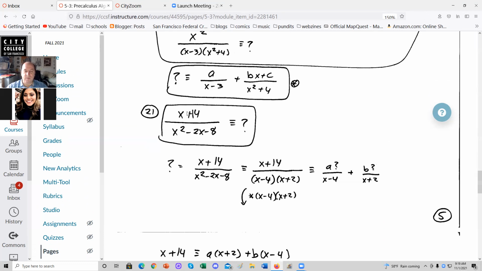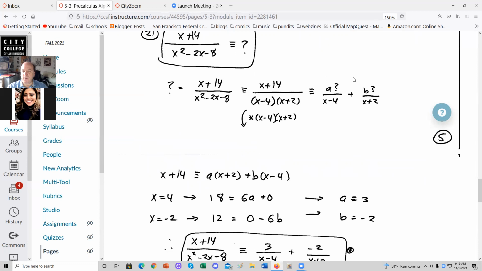Here, let's decompose x plus 14 over x squared minus 2x minus 8. First, we factor the denominator. X minus 4 times x plus 2. That's fairly routine. Underneath, x plus 14 equals a over x minus 4 plus b over x plus 2. What are a and b?